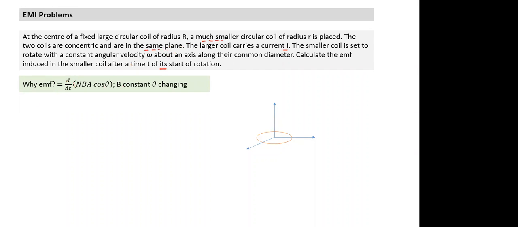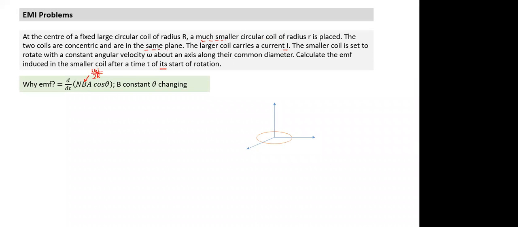EMF is equal to the rate of change of flux, NBA cos theta. So out of these terms, which is varying with time? That's the first thing we need to understand here. N is 1, and B is a constant because the outer ring is not varying. So what is B equal to? B equals mu naught I by 2R. And can we take this B to be constant through the area of the smaller coil?